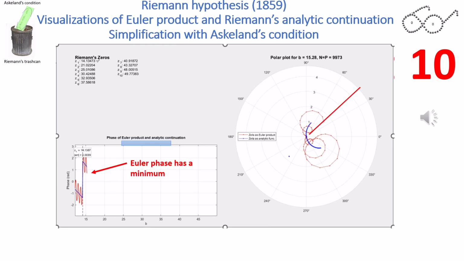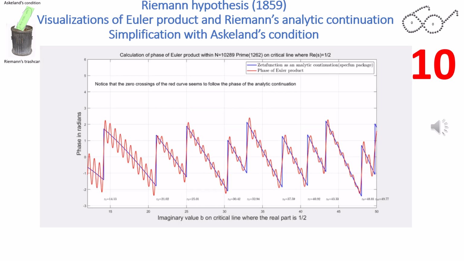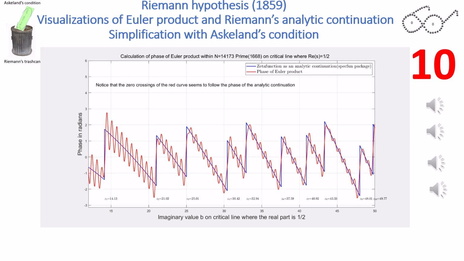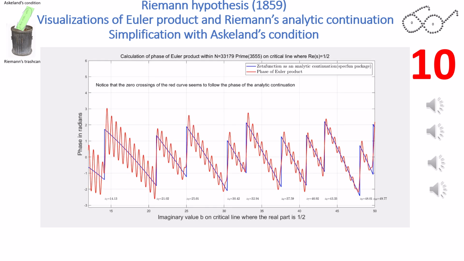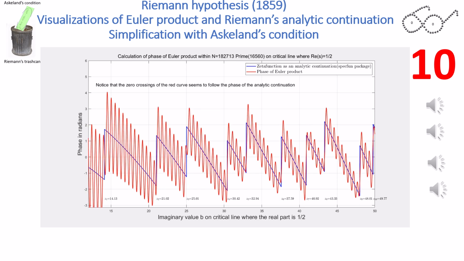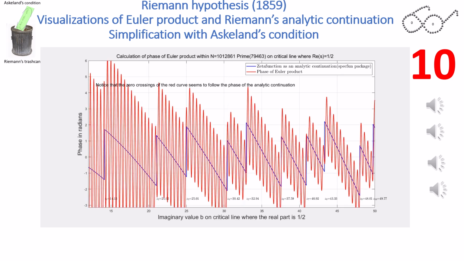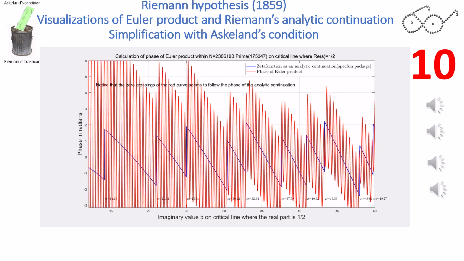In this slide, the Euler phase has a minimum. And it has now moved over to the other side of the blue line of Riemann's analytic continuation in the polar plot. So let's look at what's happening with the phase diagram as the maximum prime is increased from approximately 10,000 to around 10 millions. Two things happen. One, the amplitude increases. Two, the oscillation frequency increases. As the maximum prime increases even more, Riemann's analytic continuation is drowned in phase waves.